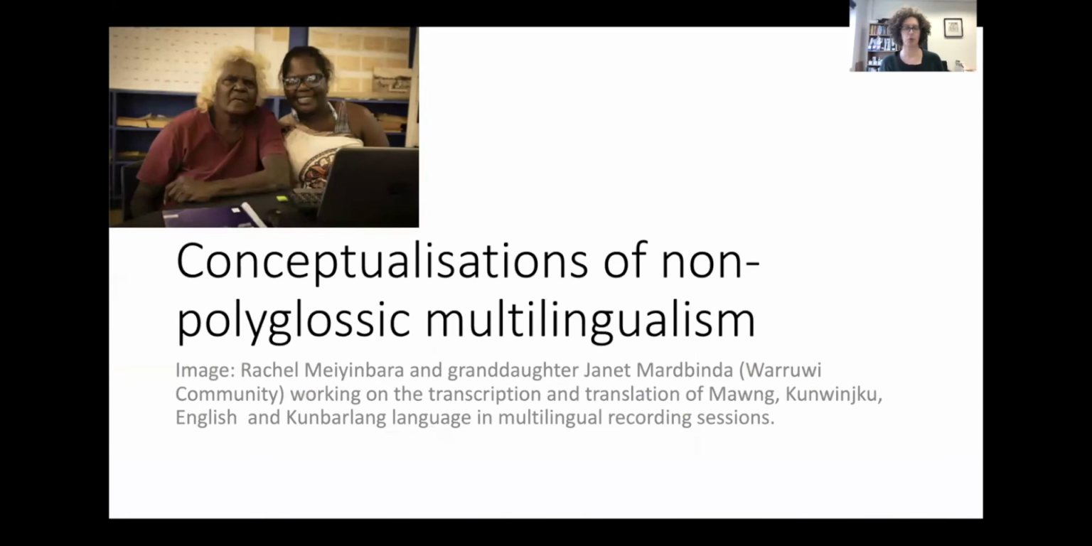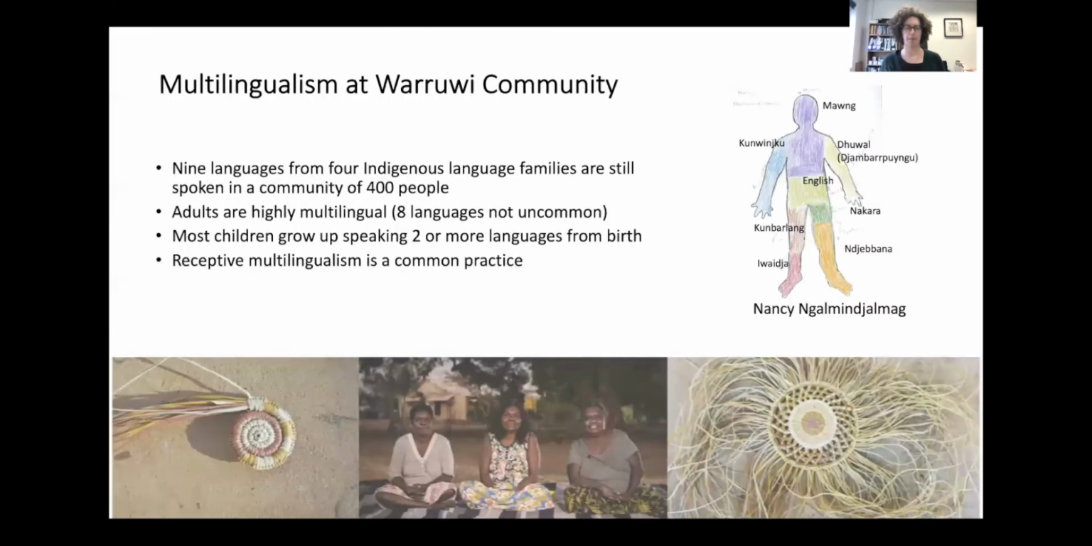So to start with, what is non-polyglossic multilingualism, which is a term we've decided to use for this panel to sort of frame the discussions. Well, I guess where I started looking in this area was from working with people at Wadawurrung community and talking to them about their languages. And after a while, I started to realise that what was going on was quite unusual, at least in the Australian Indigenous context, and also around the world, really, although not at all unique.